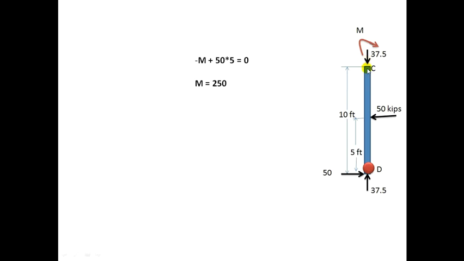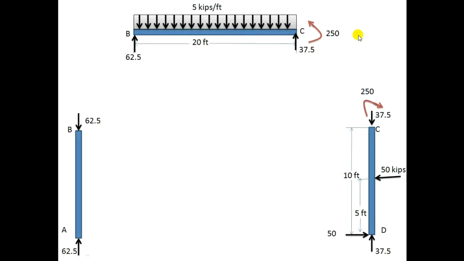This will create no moment. 37.5 will create no moment because it is passing through D. This 50 and 37.5 are also passing through D. So, thus we can find that the summation of these two moments is equal to 0, and M is equal to 250. This is how M is equal to 250.